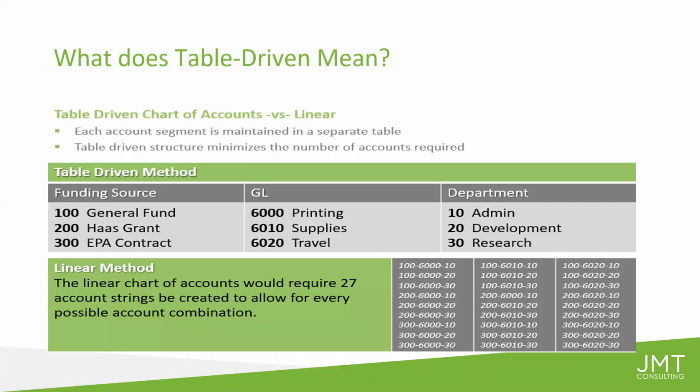This is what we don't mean by table-driven. This is a classic example of a linear chart of accounts. You can pair these up here. So I've got my general fund 100, I've got printing 6,000, and I've got a department code. If there are any QuickBooks users in the house, then this is going to seem very familiar to you.